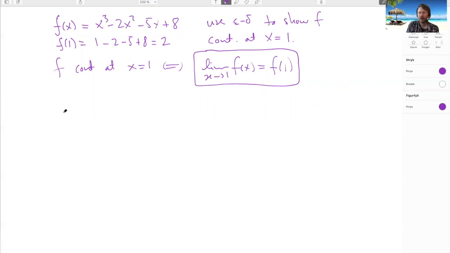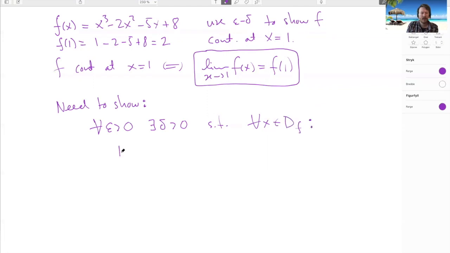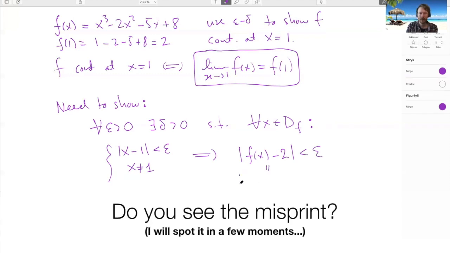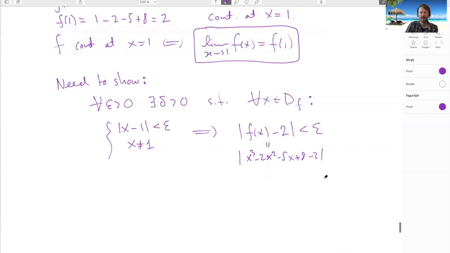So according to the epsilon delta definition, what do we need to do? We need to show, and it can be good to write this down even if it's a bit of a mouthful: for every epsilon, there exists a delta such that for all x, if the absolute value of x minus 1 is smaller than delta, and of course we have to take away x equals 1, we could also subtract it from the set here, then this implies the absolute value of f of x minus 2 is less than epsilon. And here we may as well just write out the expression immediately.